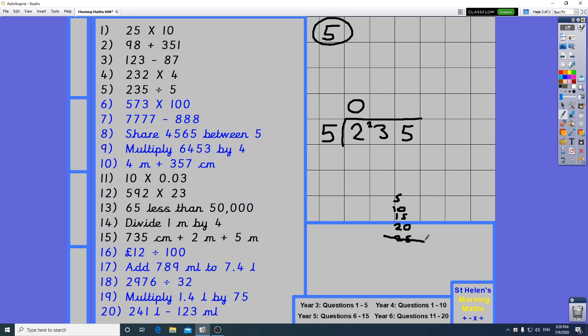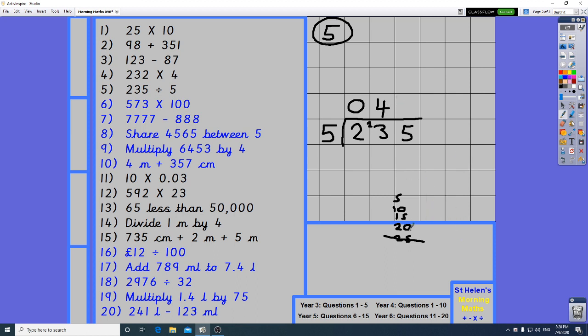So 25 is too big, so we don't want to go that far. 1, 2, 3, 4. 4 lots of 5 is 20, so I write the 4. Or I could count on my fingers. 5, 10, 15, 20. I've got 4 fingers. I write that at the top.